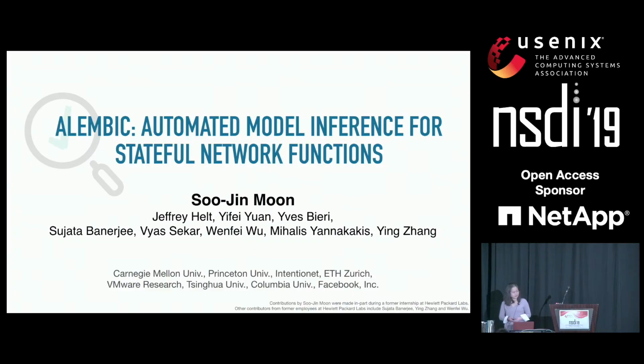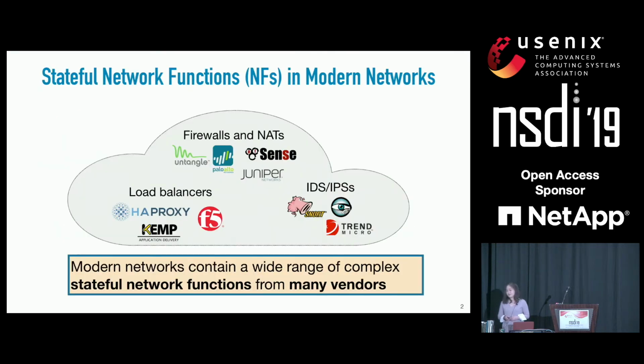Today I'll show you how we can automatically infer the model for stateful network functions. The network today contains a wide range of complex stateful network functions such as firewalls, load balancers, IDS, and NATs. Note that these NFs can come from many different vendors.